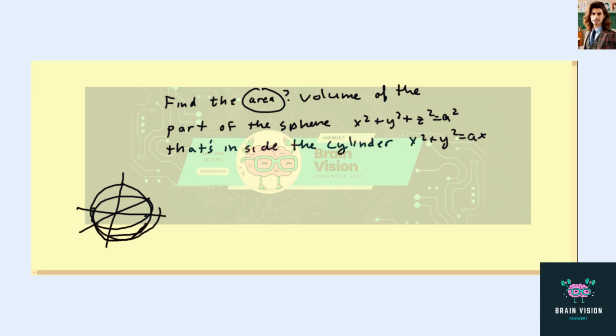Okay. There you go. That's kind of the sphere. And then we have a cylinder, and it doesn't have a Z in it, so I know that it's going up and down. But let's do this.